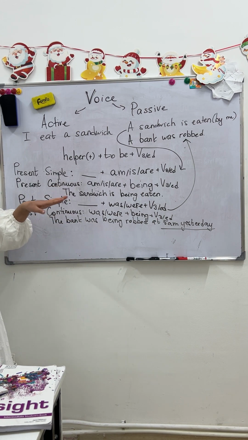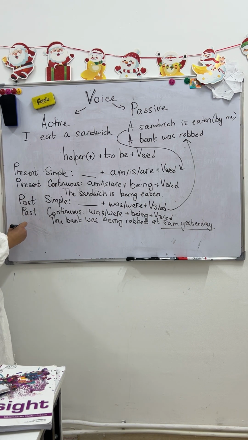You just know that at 5 a.m. one bank was being robbed. Maybe they fled, so maybe they ran away, the criminals. Maybe police caught them at 5:05 or 5:45. We don't know it. So this is the meaning of past continuous. Do you remember?